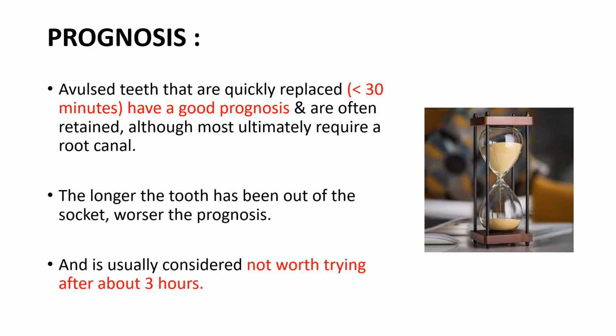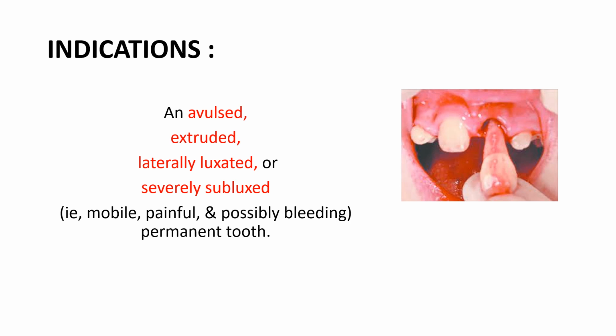Avulsed teeth that are quickly replaced, less than 30 minutes, have a good prognosis and are often retained, although most ultimately require a root canal. The longer the tooth has been out of the socket, the worse the prognosis, and it is usually considered not worth trying after about 3 hours. Indications: avulsed, extruded, laterally luxated, or severely subluxed, that is, mobile, painful, and possibly bleeding permanent tooth.